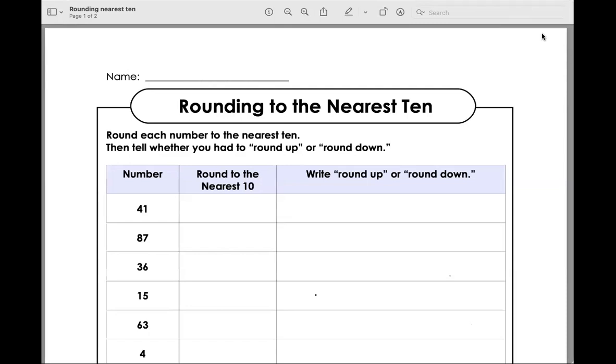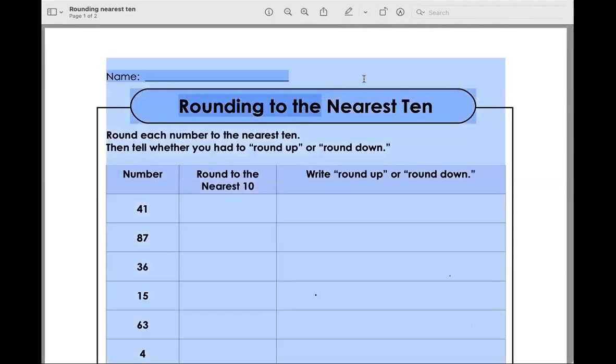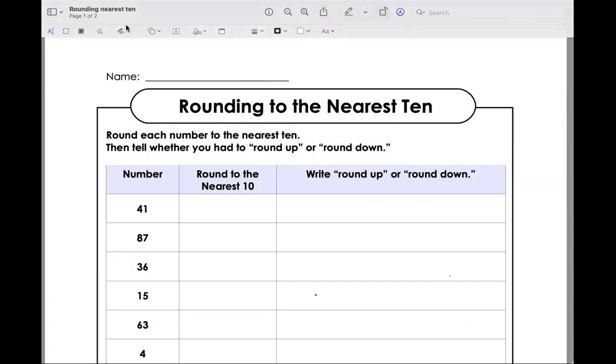Okay, boys and girls, here is a very quick and easy way to do rounding. So please first note that rounding can mean different things in terms of place value. In this case, we are rounding to the nearest 10. So this is really important. We have to pay attention to the digit or the place that we're rounding to. So again, in this case, we are rounding to the nearest 10.